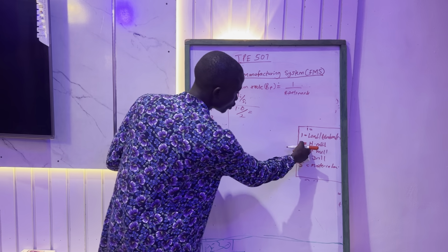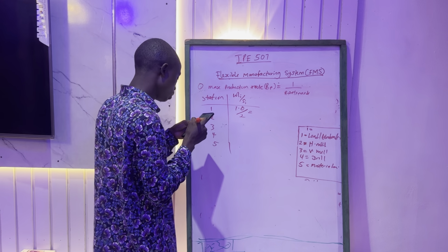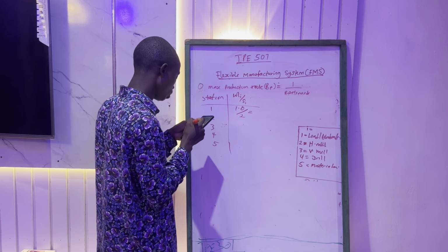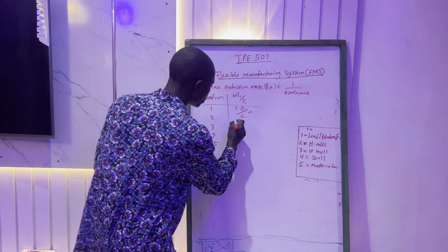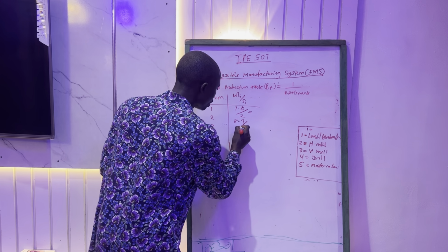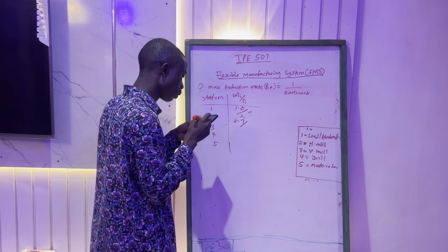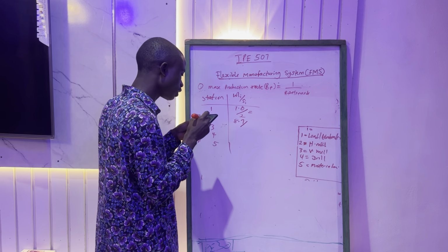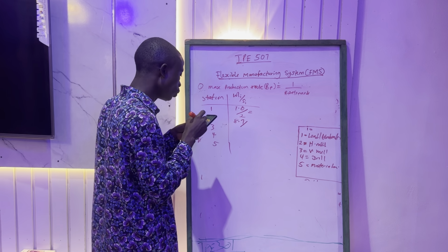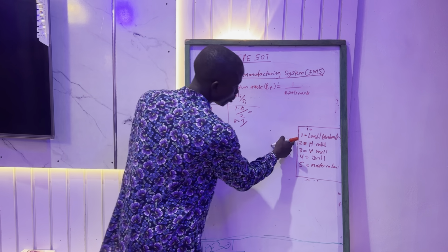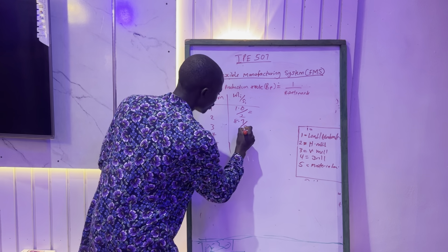For station 2, which is horizontal milling, we obtain the value to be 8.7, divided by the number of servers. Let's go back to the question as well. Station 1 load and unload, 2 servers. Station 2 performs horizontal milling with 2 servers. Divided by 2 as well.